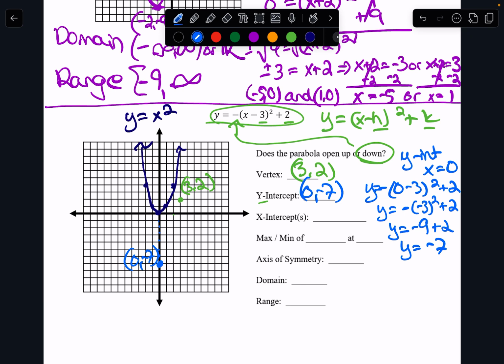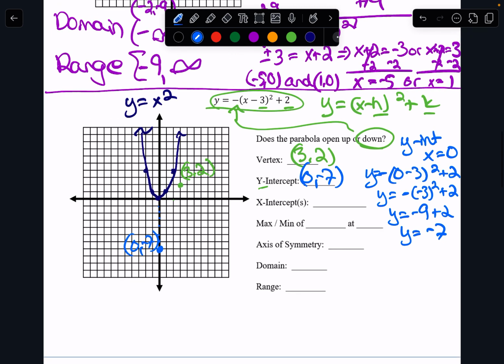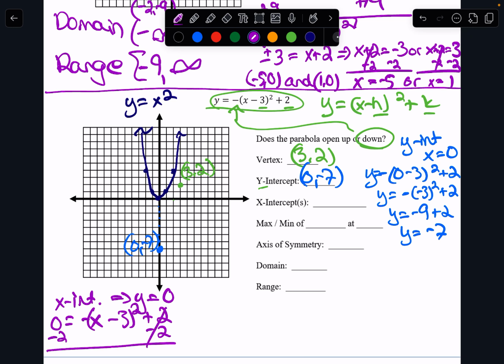Next, x-intercept. That's the one that, again, we need to solve here. X-intercept means that y is going to be 0. So 0 equals negative x minus 3 squared plus 2. We're going to subtract 2 from both sides, and I don't have room to do it all down here, which I would like to because it helps with not making mistakes. Negative 2 equals negative x minus 3 squared.